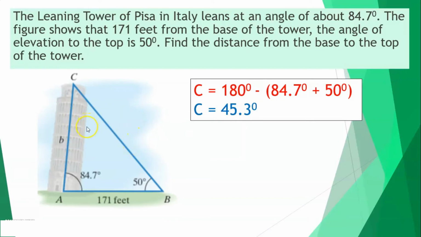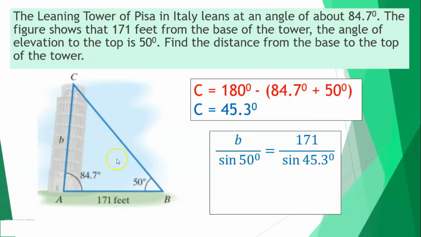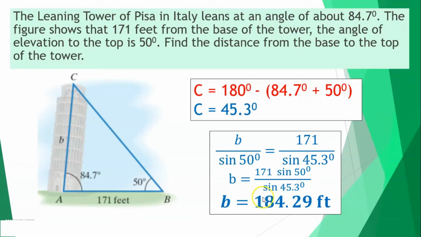Okay, next, we have to solve for the height, or B. So with that, we'll have this. B over sine 50 degrees is equal to 171 over sine 45.3 degrees. So cross multiplying, we'll have this: 171 sine 50 divided by sine 45.3 degrees. Now, making use of your calculators, the value for B here is 184.29 feet. So with this, the distance from the base to the top of the tower is 184.29 feet.